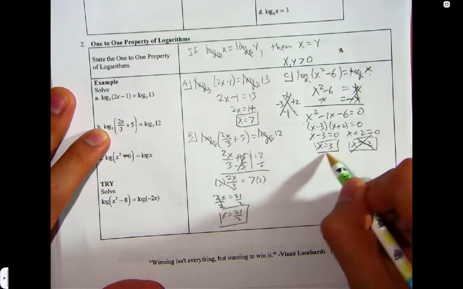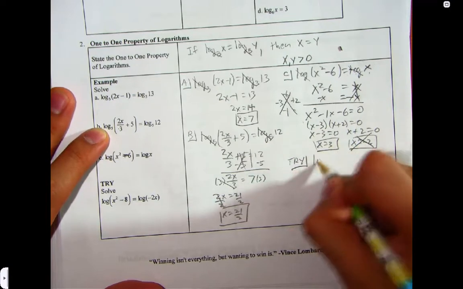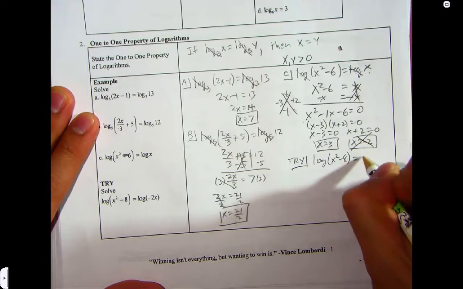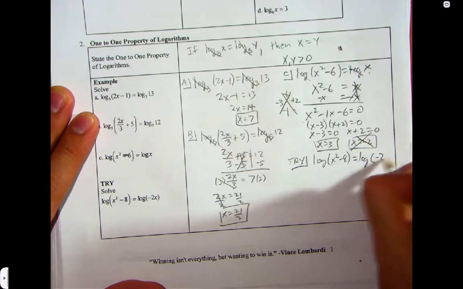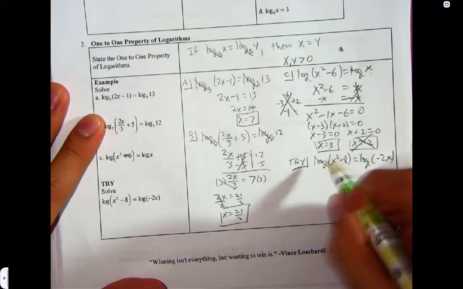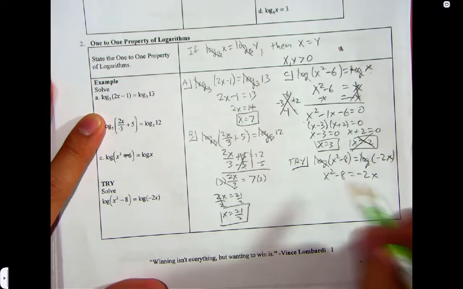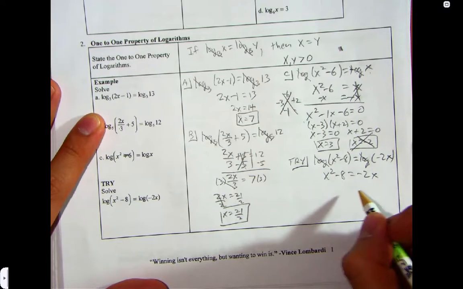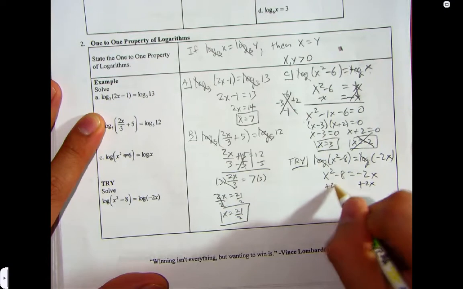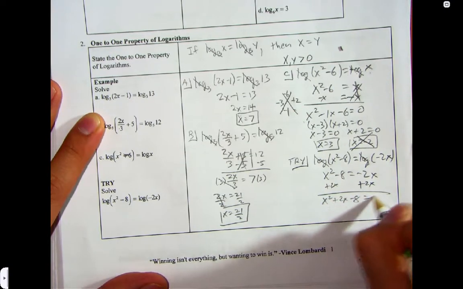x equals 3. Last one, number to try. Log of x squared minus 8 equals log of negative 2x. It's a 1 to 1 log, so these cross out. x squared minus 8 equals negative 2x. Do your algebra 1. Since there's an x squared and x, you want to get one side equal to 0, so add 2x. So x squared plus 2x minus 8 equals 0.